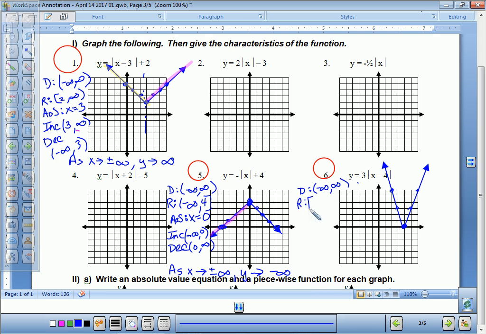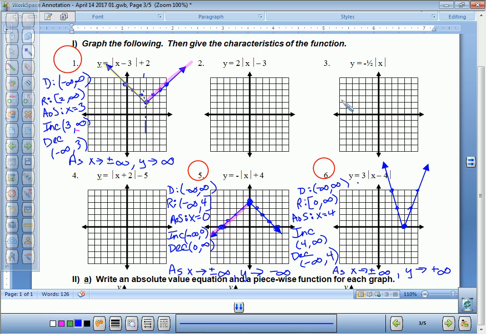All right, the range of this one would be from 0 to infinity. Where is the axis of symmetry? X equals 4. Great. This one is increasing over the interval from 4 to infinity. And it is decreasing from negative infinity up to 4. Now, in end behavior, as x approaches positive or negative infinity, this function approaches positive infinity.